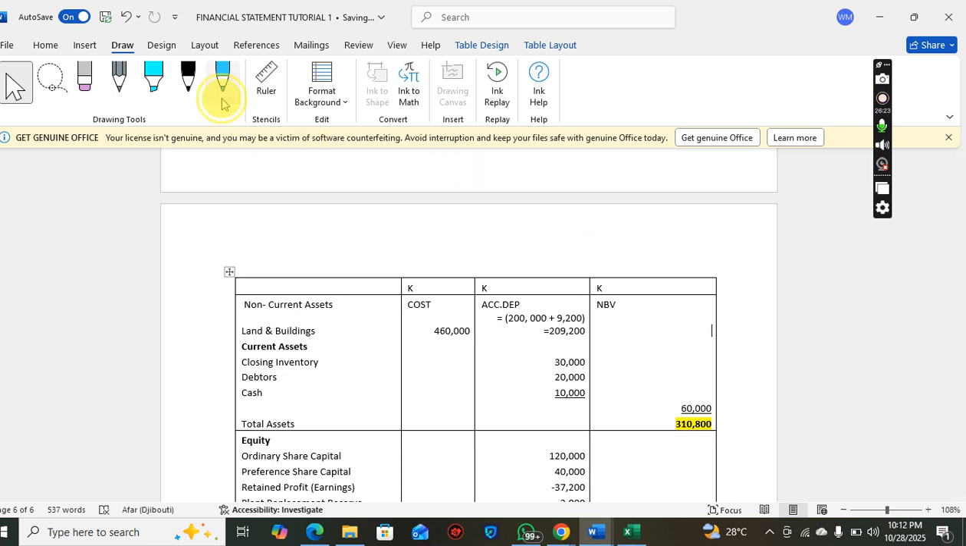So colleagues, the balance sheet, this is the format. Total assets must equal liabilities plus equity. Your total assets should equal the total liabilities plus equity. The first section is you start with your non-current assets. You have this section, the cost, the accumulated depreciation, and the net book value.